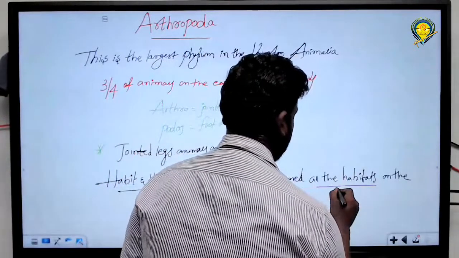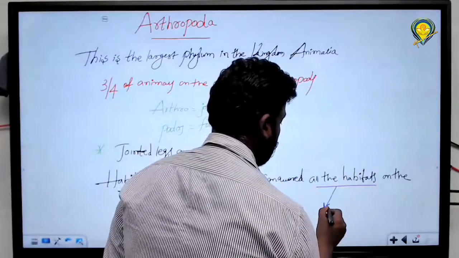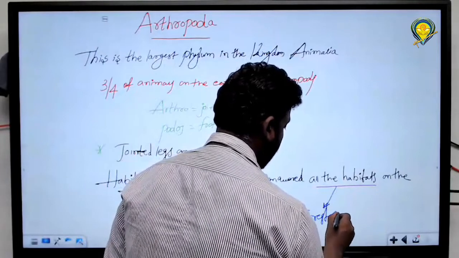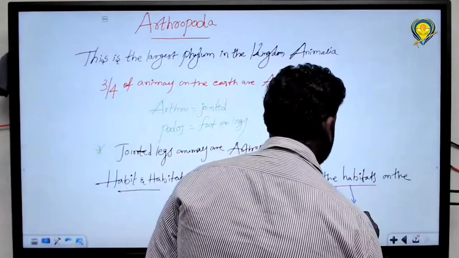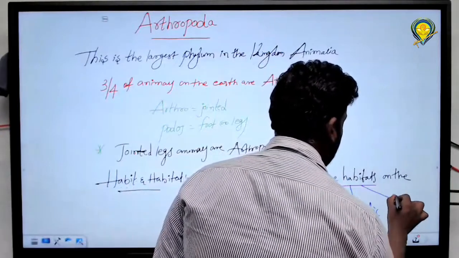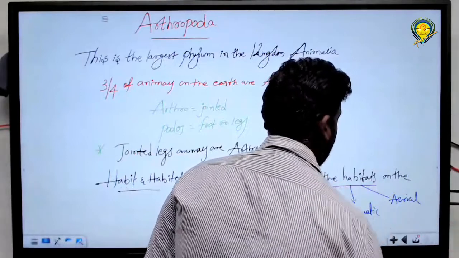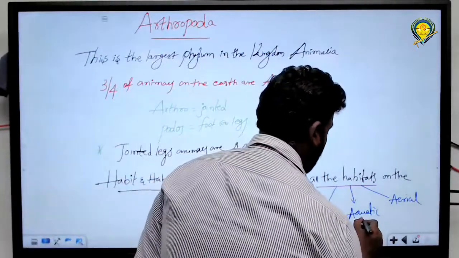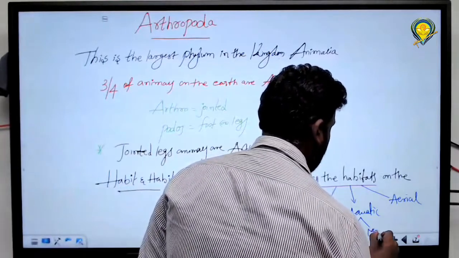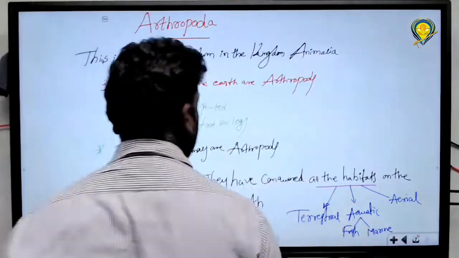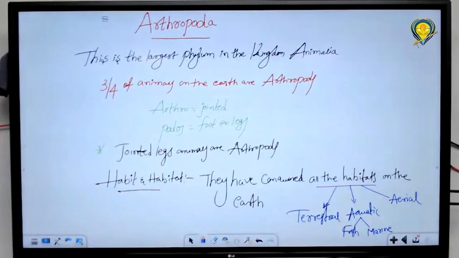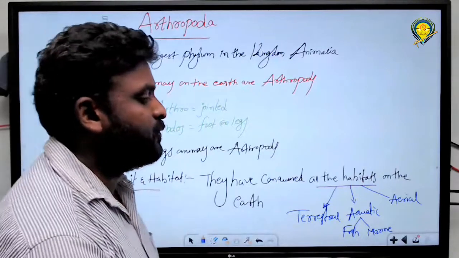First one, they have occupied terrestrial. Next one, aquatic. Next one, aerial mode of life, right? In aquatic, both freshwater and marine water, right or wrong? Freshwater and marine water mean all habitats. Got it? This is the introduction of Arthropoda.